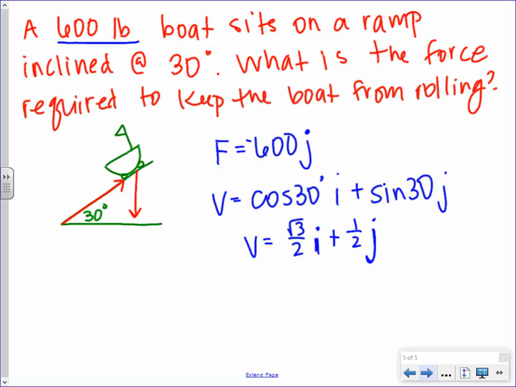Okay. Well, as far as keeping the boat still, the boat has a force acting down. Yes. Because it is 600 pounds. Yes. We have the ramp, 30 degrees. Okay. So the projection of that force of the boat onto the ramp is going to give us what we need to counteract the boat. I don't think we need to take into account normal force.